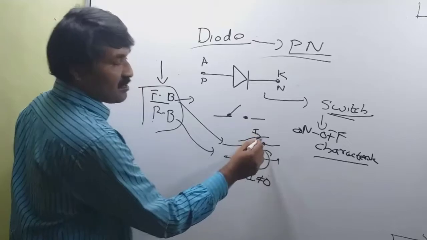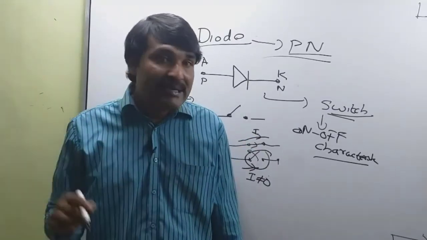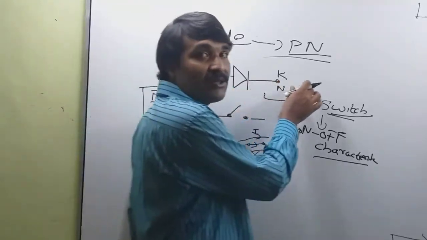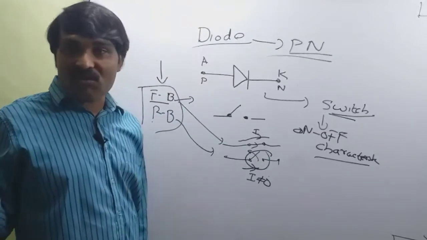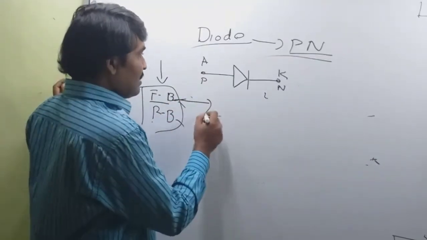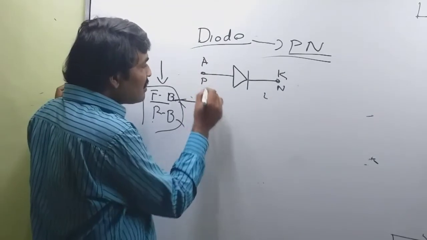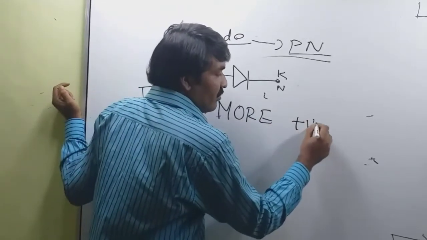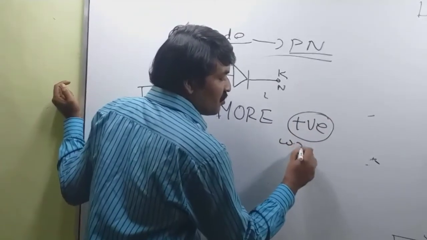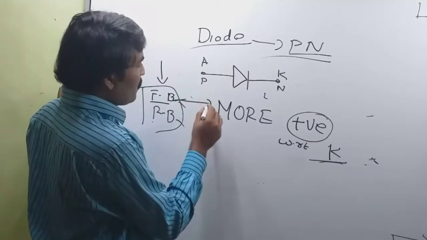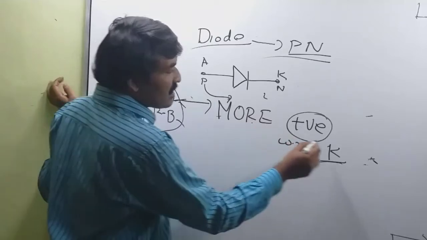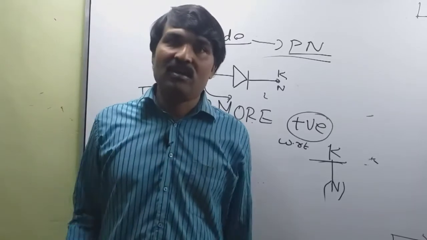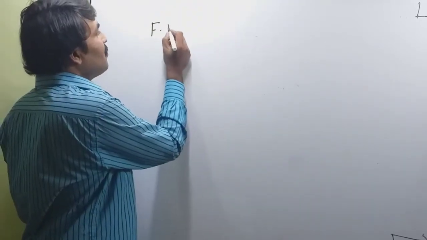Then what is the forward biased condition and what is the reverse biased condition? The forward biased condition is: if the anode is more positive with respect to the cathode, then we can say the diode is in forward biased condition. Forward biased condition means this anode is more positive with respect to cathode or K. Anode, that is P, is more positive with respect to cathode, that is N. Then the diode is said to be in forward biased condition.